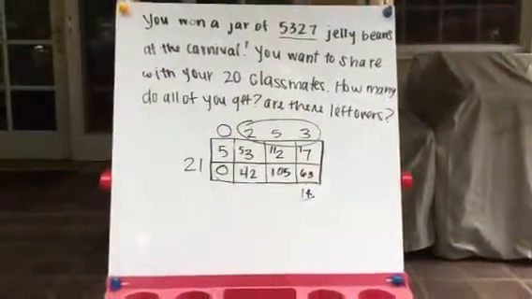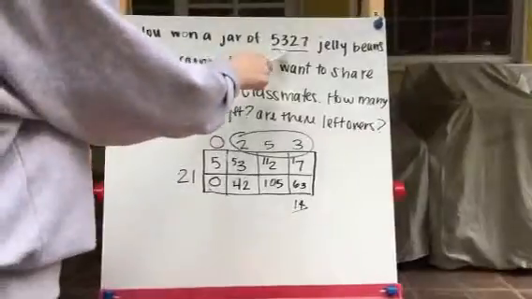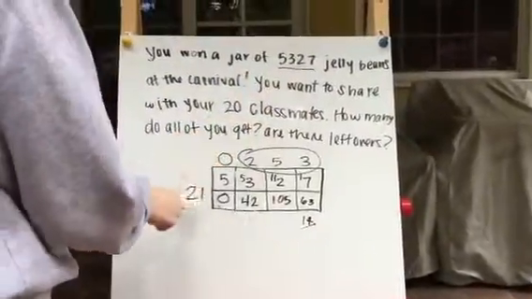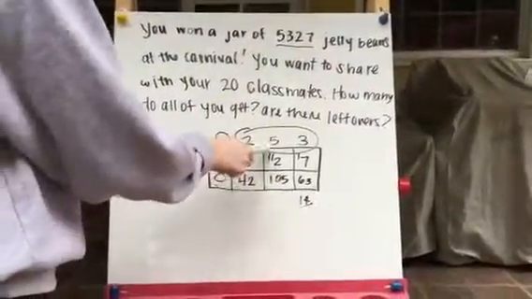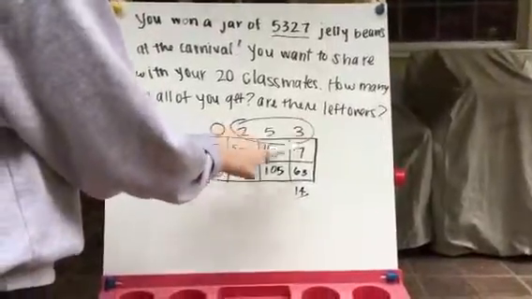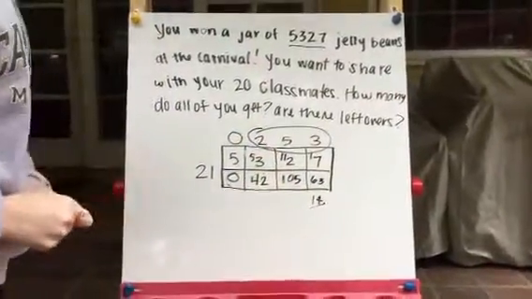So let's just review one more time. 5,327 divided by our 21 students is 253 jelly beans each with 14 left over.